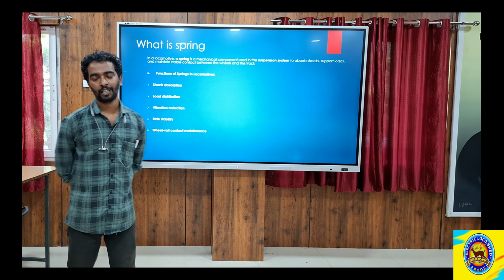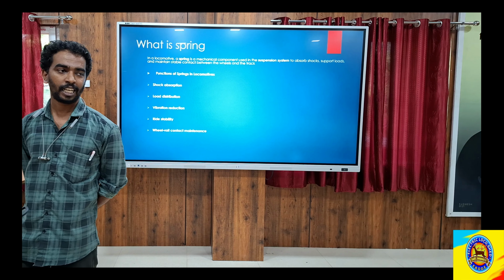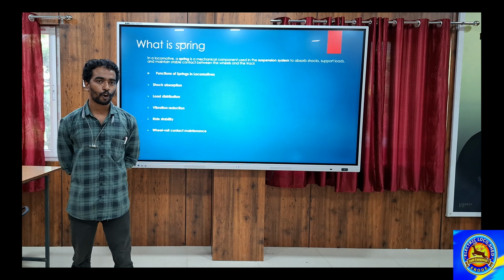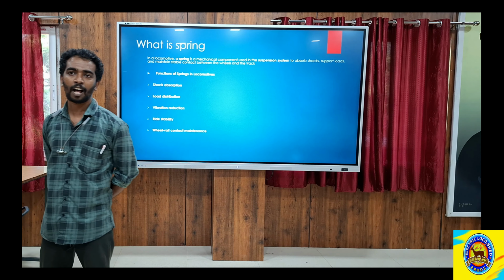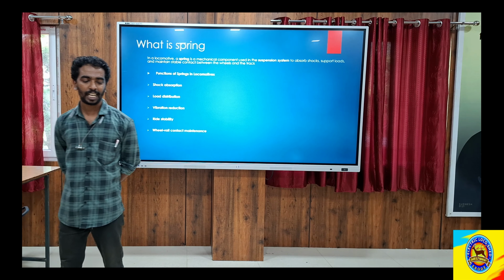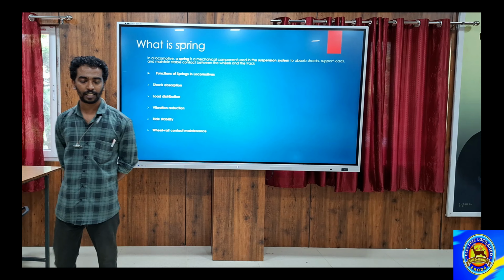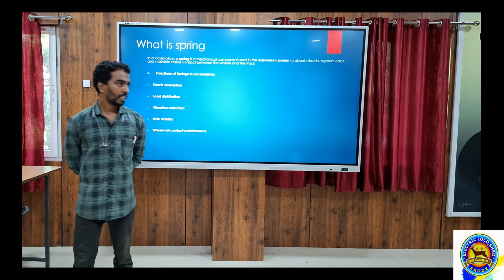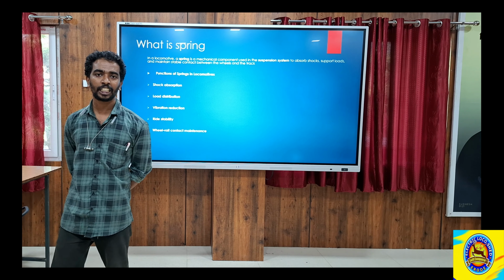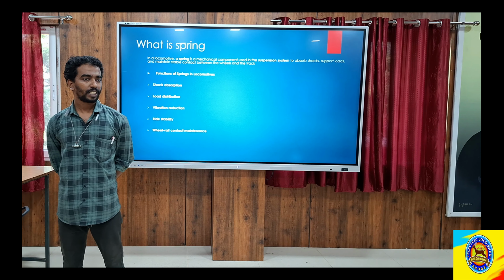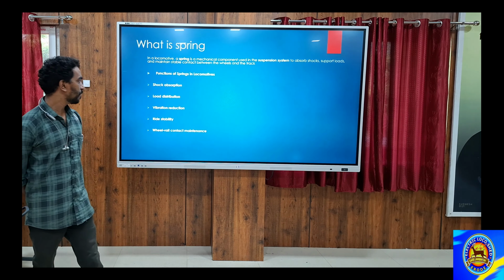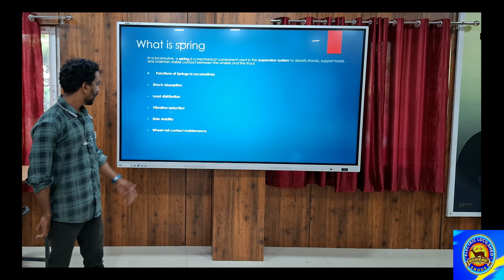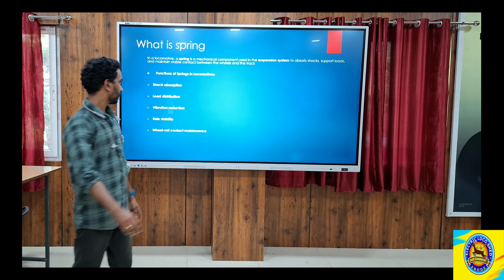Next, load distribution. Another thing is load distribution. The spring plays an important role in load distribution of the loco body. Like in P7, we have two types of springs: primary springs and secondary springs. As the names suggest, they are given according to their function and location, and these primary and secondary springs are helpful for load distribution in locomotives. Next, vibration reduction, as I already told. Then ride stability and wheel-track contact maintenance.